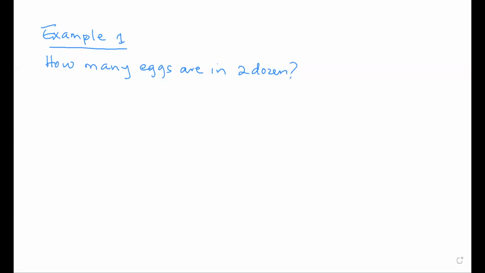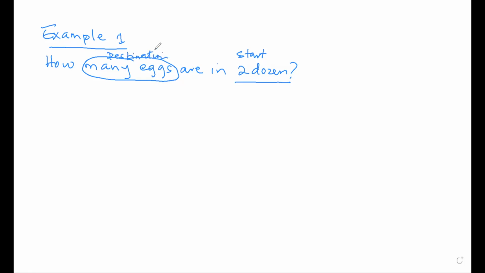Example 1. How many eggs are in 2 dozen? The first thing you do is to understand the question. You look at what are you given and what do you want. You underline what you are given. You circle what you want. Your starting point is what you know, and your destination is what you want.